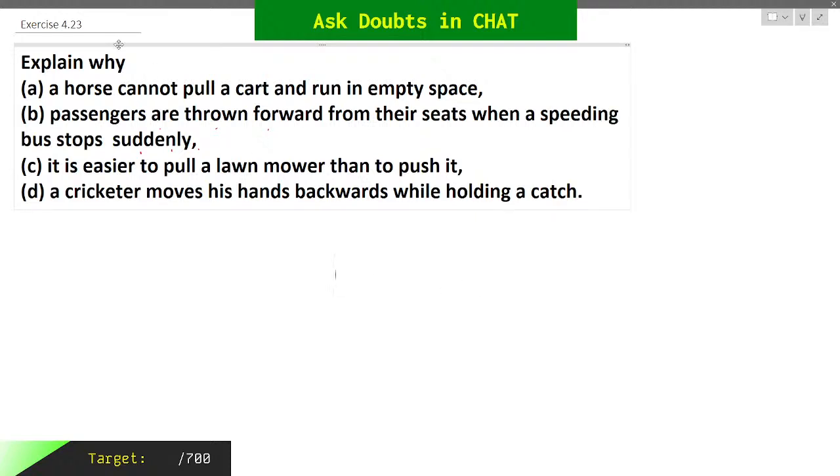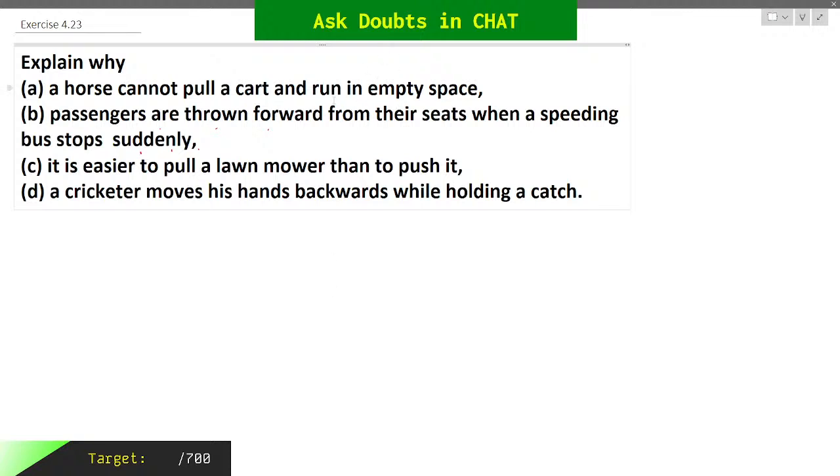Now question 4.3 says: explain why a horse cannot pull a cart and run in empty space. So we should first clear out why a horse can run on the ground. The thing is that a horse applies a force on the ground, and the ground gives an equal and opposite reaction force. That's why the horse is able to push the ground and move forward.